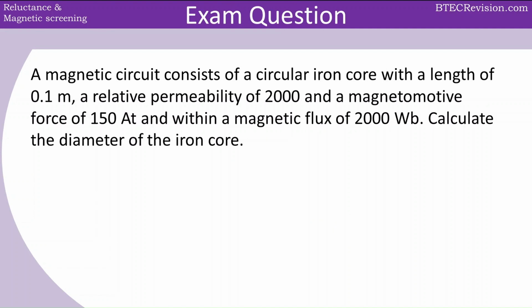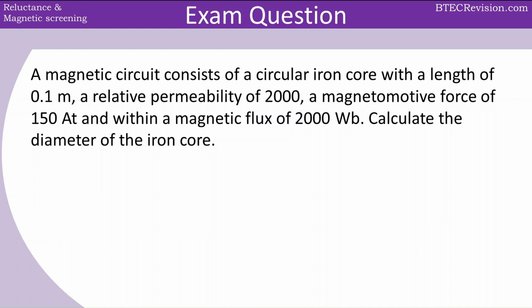Now pause the video here and attempt this exam question. A magnetic circuit consists of a circular iron core with a length of 0.1 meters, a relative permeability of 2000, a magnetomotive force of 150 AT, and a magnetic flux of 2000 Webers. Calculate the diameter of the iron core. We can start by writing down our equations. S equals L over mu naught mu R A, and S equals Fm over phi.